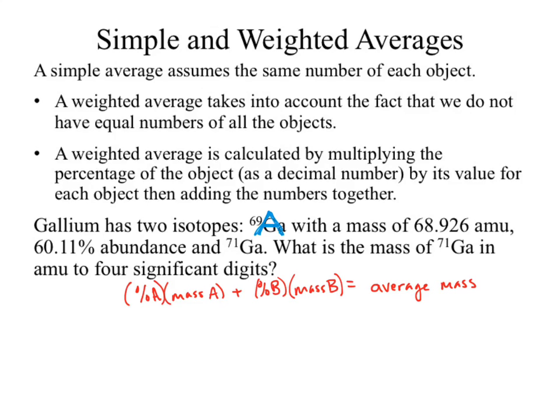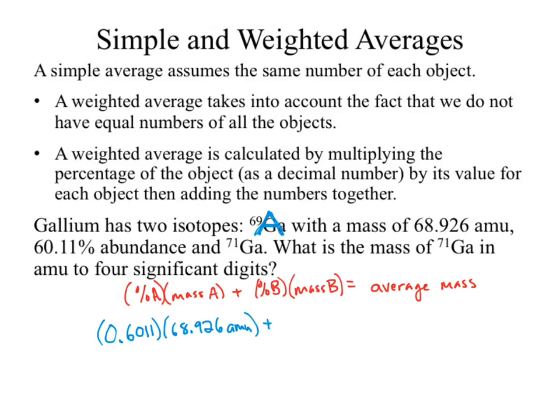So, do we know the percent for A? It's the 60.11. So we can convert that into a decimal. Do we know the mass of A? And we're going to be obnoxious. We can throw in the AMUs. Plus, now we run into an issue. Do we know the percent of B? Yes. Ooh, there's a mix of yeses and nos.